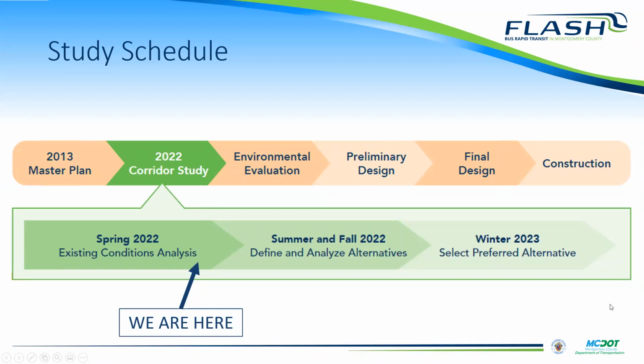The master plan recommended that BRT should be implemented in the New Hampshire Avenue corridor, and the corridor study will confirm the recommendations and broadly determine how BRT should be implemented. So where it should go in the right of way, what level of priority it should have, where the stations should go, what types of stations, those sorts of questions. This effort will focus on defining broad characteristics of BRT in the corridor.